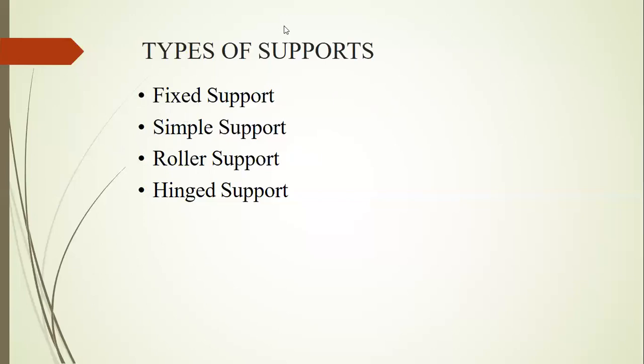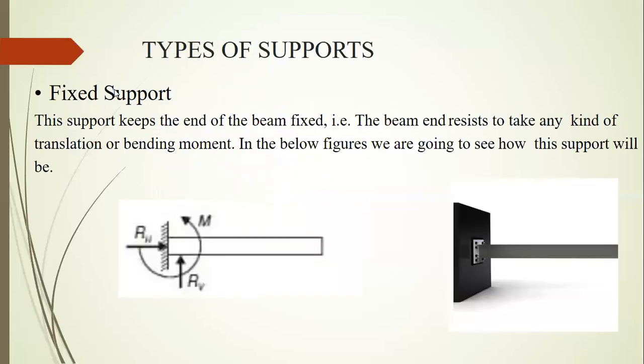So we are going to discuss the various support reactions that are going to develop for the different types of support. So let us consider the fixed support. This support keeps the end of the beam fixed. Usually in this chapter, most of the time, we are going to find the reactions for beams. Okay, beam member. So for a beam member, if the supports are fixed, it means the beam can resist any kind of translation or bending.